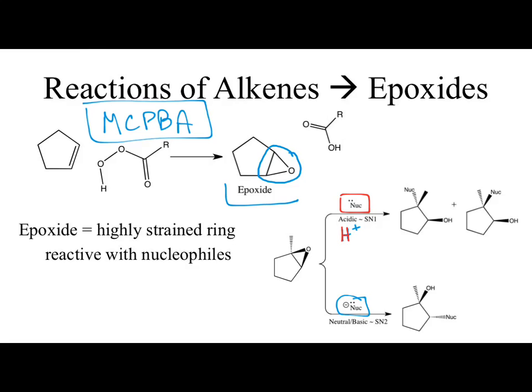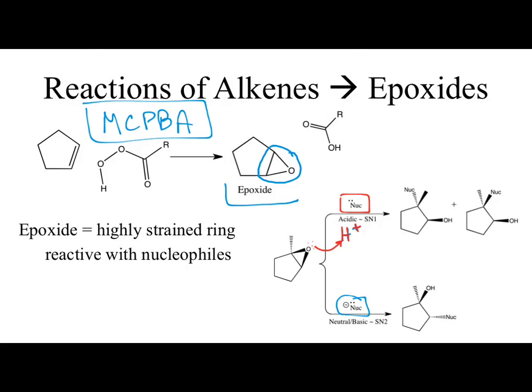When we look at the acidic conditions, H+ will react with the oxygen first. We now have an incredibly good leaving group and a stable carbocation potentially forming. The bond breaks, and our nucleophile can now come in and react with a carbocation. The carbocation has two sides, an up and a down, which means we get two products, our nucleophile coming in from the bottom or from the top, and that gives us two products.